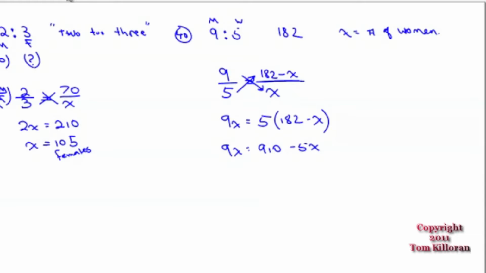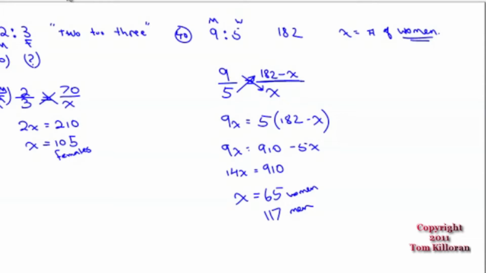Add 5x to both sides, and it becomes 14x equals 910. I'm assuming that 14 goes into 910 nice and evenly. It's 65. So when we get down here at the end, this is 65. 65 what? Women. And how many men? Subtract it from 182. That's 117 men. And that's it. I always thought these problems were kind of easy.